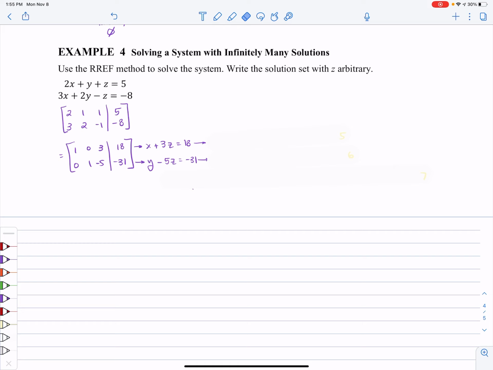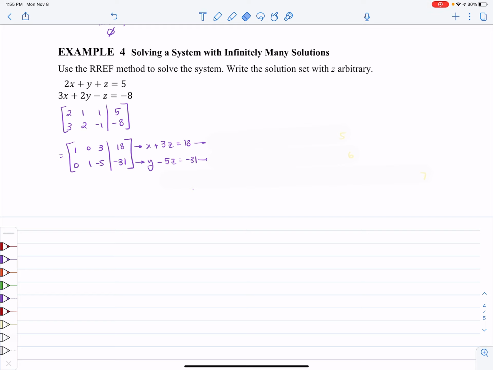And here's the trick. If you have two unknowns, you need two equations to solve. If you have three unknowns, you need three equations to solve. If you have 9 unknowns, you need to have 9 equations to solve. Unfortunately, I've got 3 unknowns, but I only have 2 equations. So this was my first clue that somehow I'm going to have a hard time getting some solutions here.